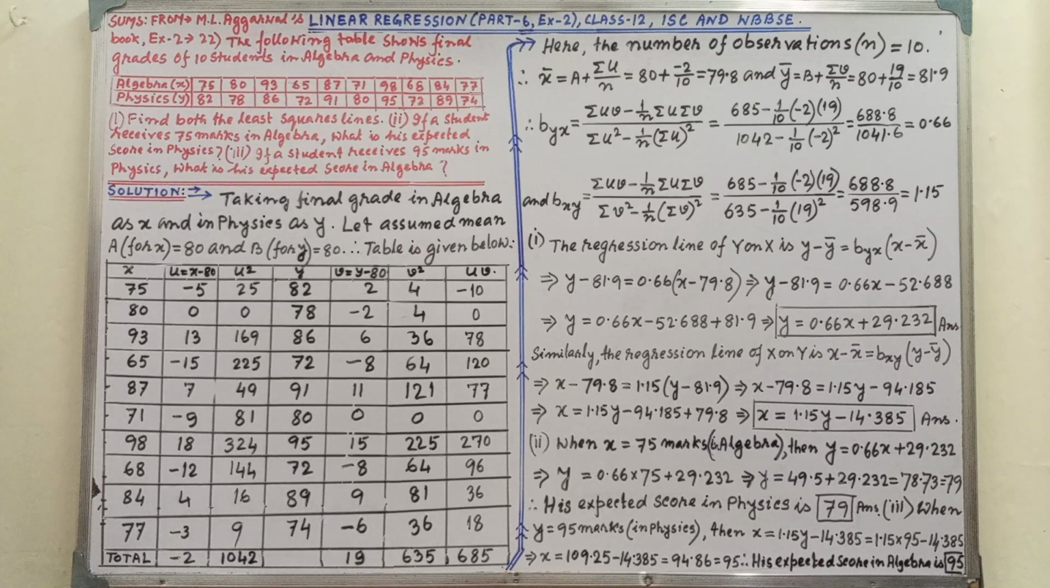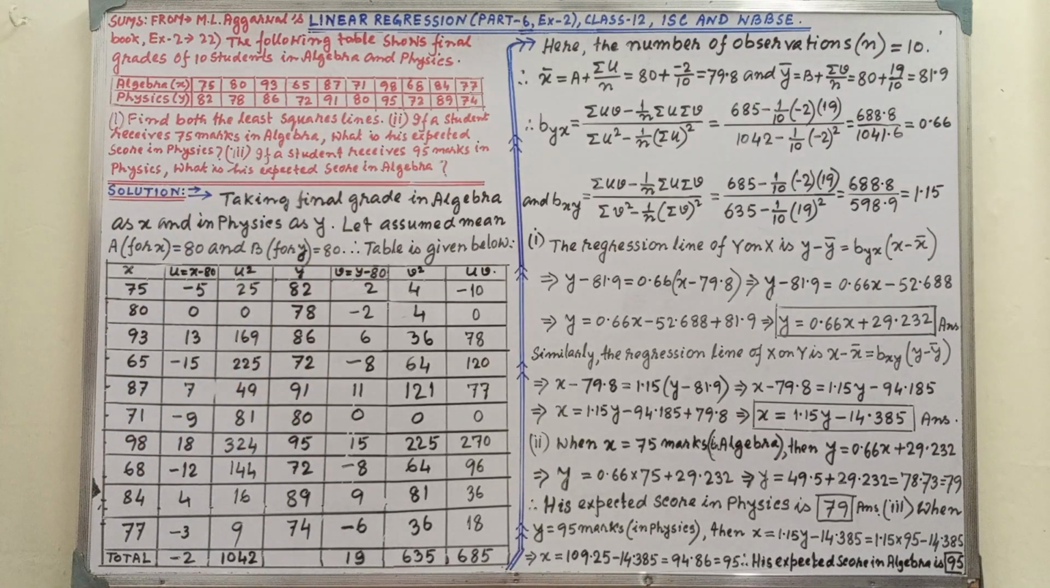Today for class 12, ISC and West Bengal Board, Linear regression part 6. That means you have already got 5 lessons. You must go through those lessons. Now please pay your attention on the board.